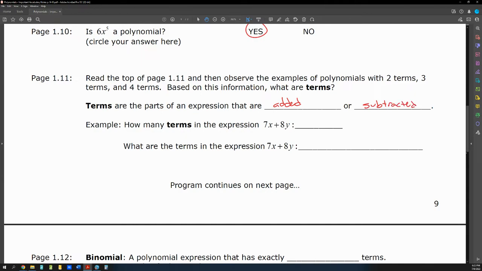How many terms are in the expression 7x plus 8y? There are two terms. The terms in this expression are 7x and 8y. These are the terms that are separated by addition and subtraction.